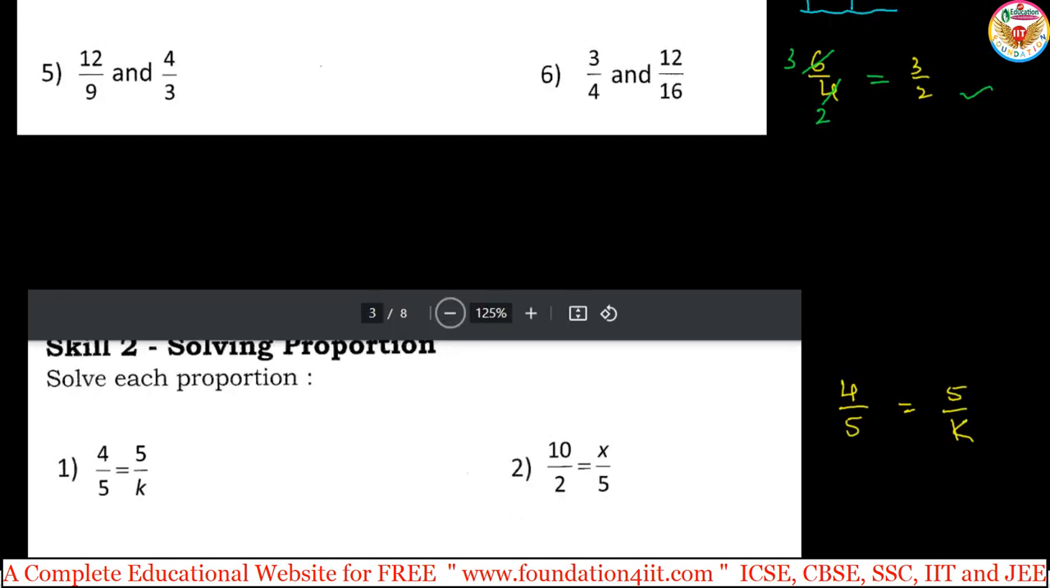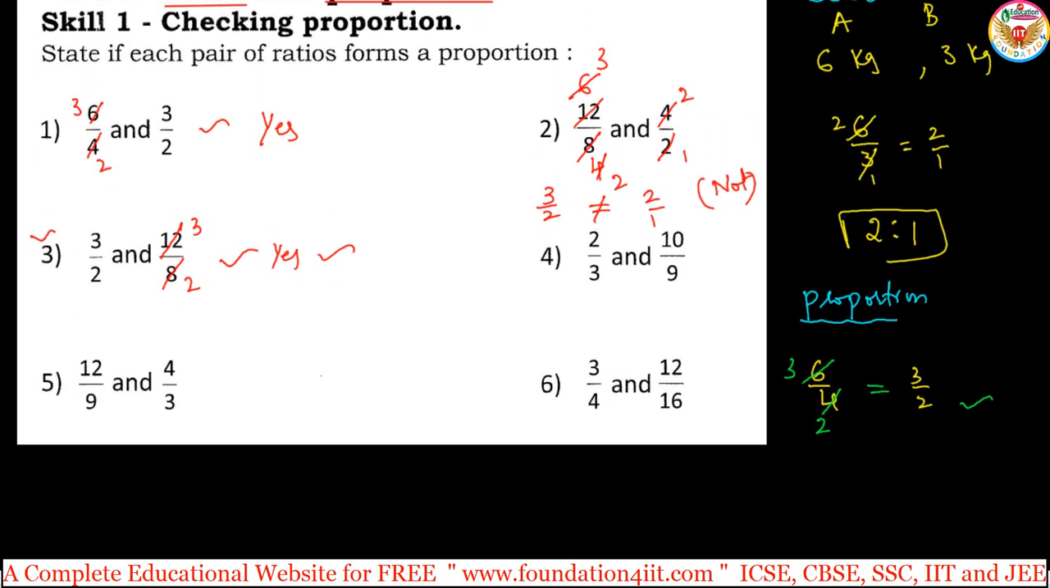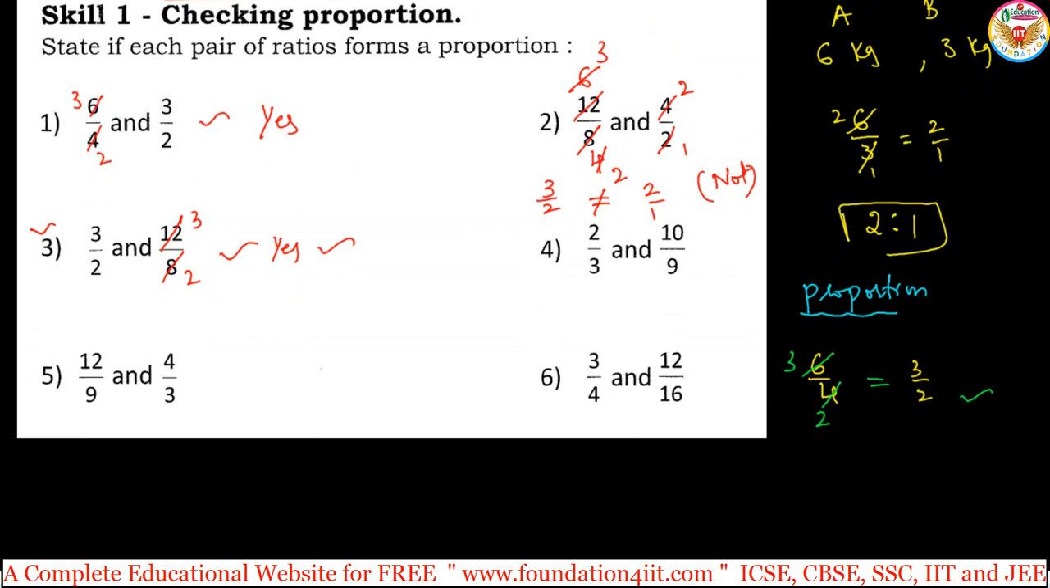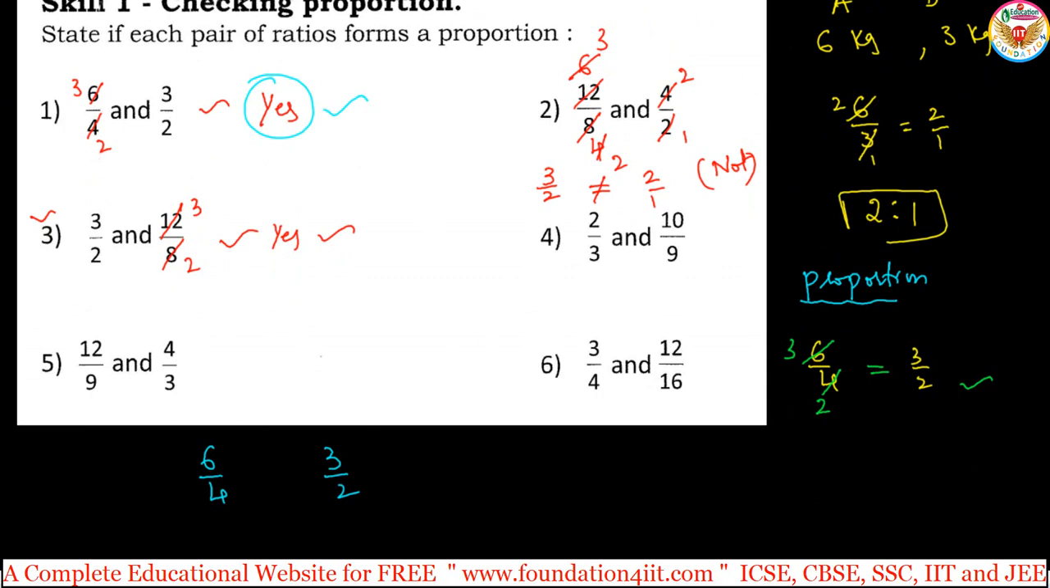Observe the previous one, for example, 6 by 4. Let us take this. Already we got that 6 by 4 and 3 by 2 are in proportion, because we got the same answer after simplification. But if you want a shortcut method, you can just multiply across, cross multiplication you can do.